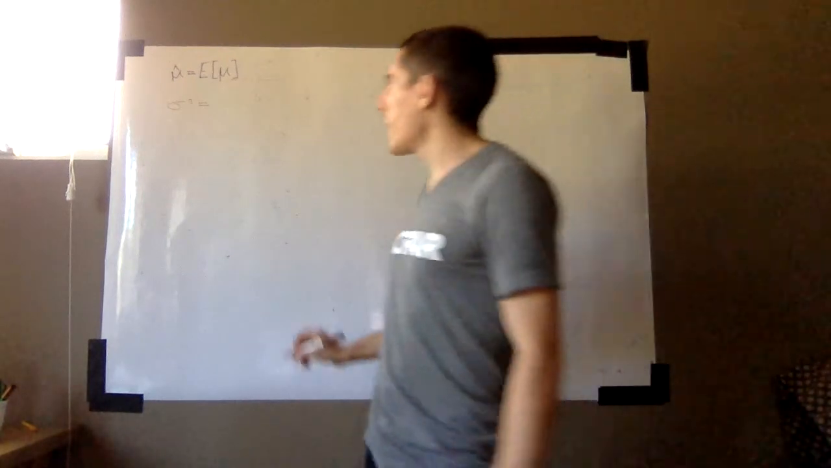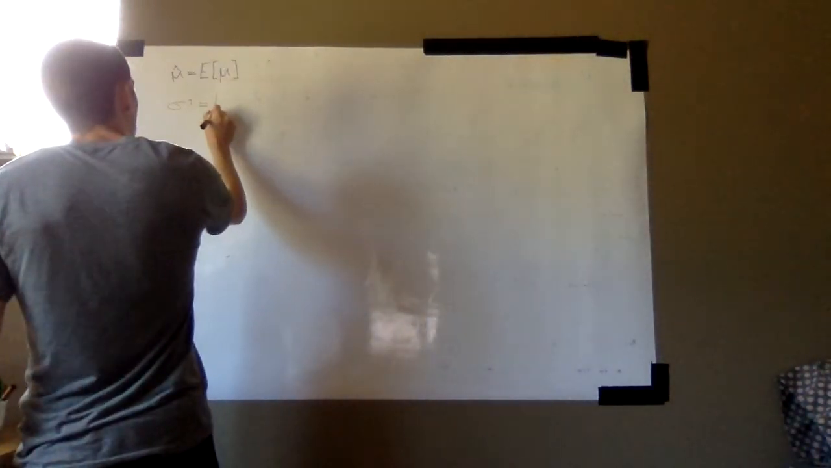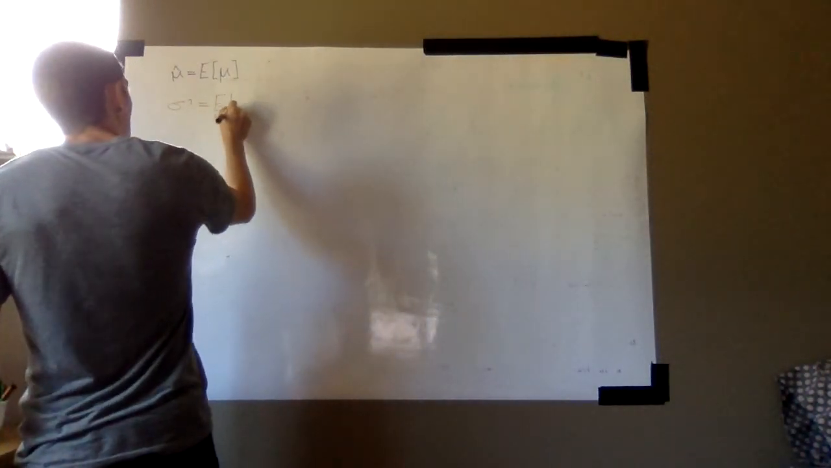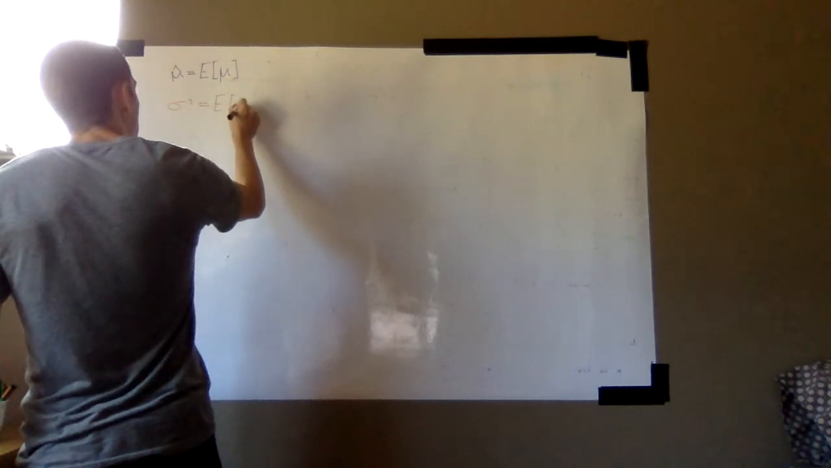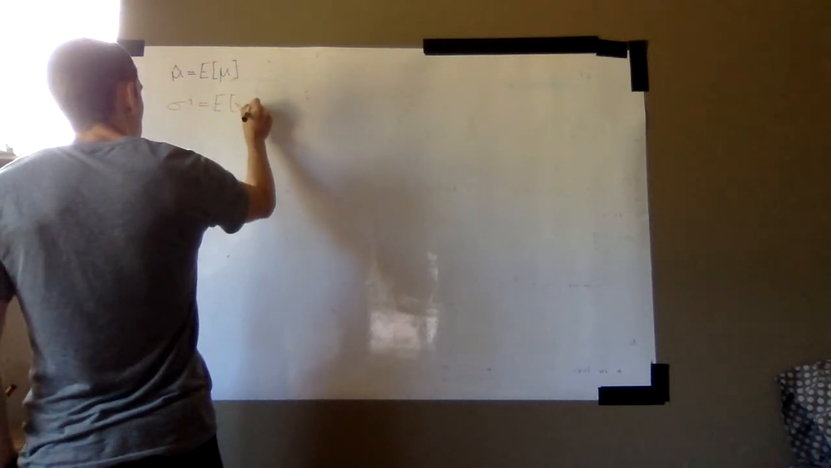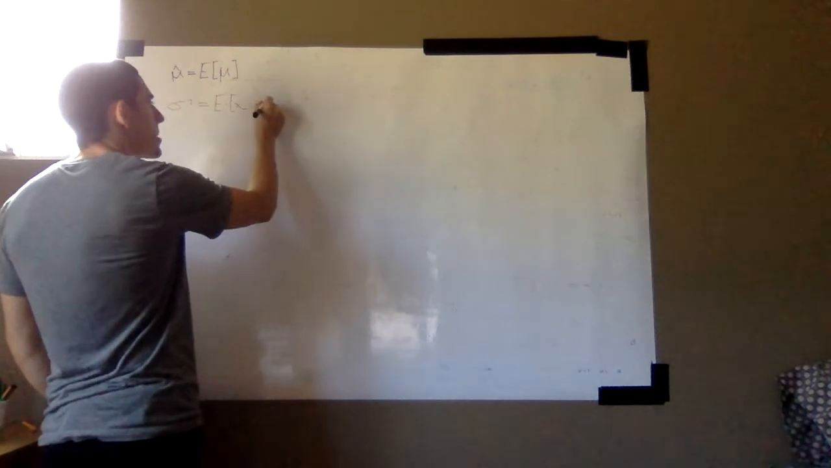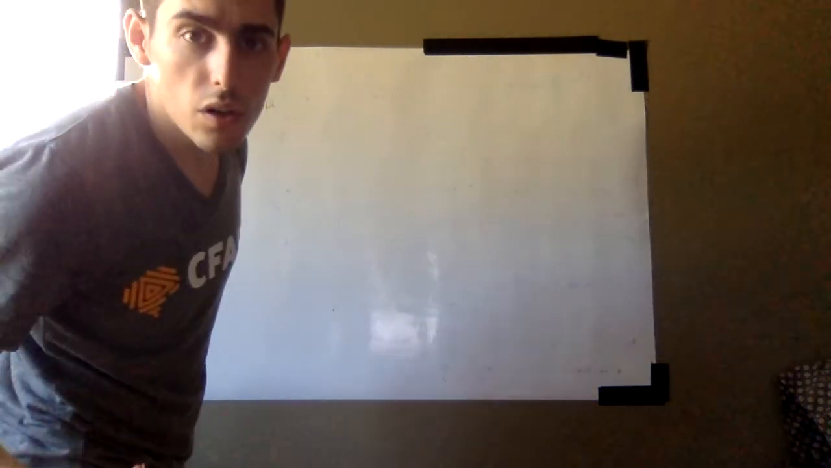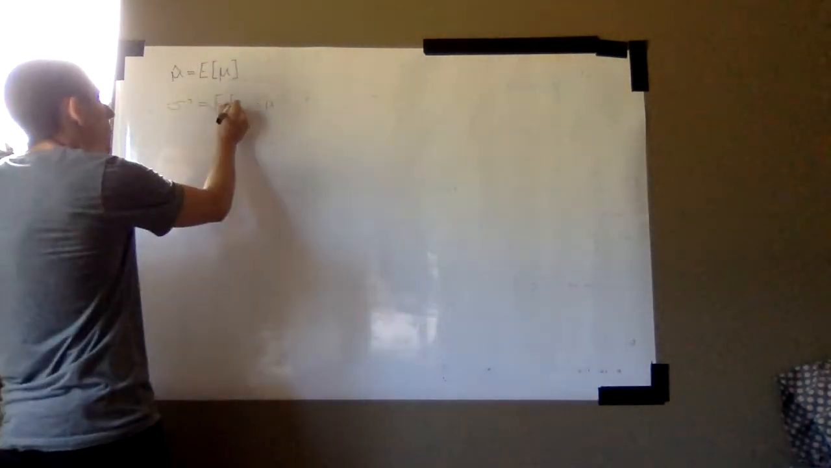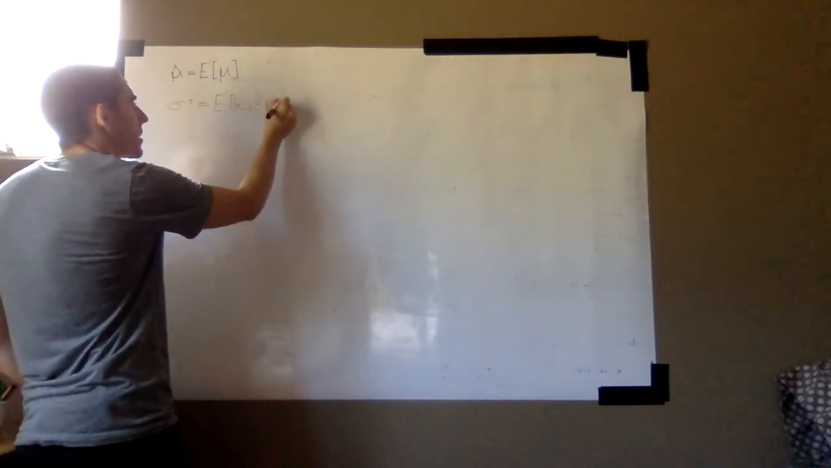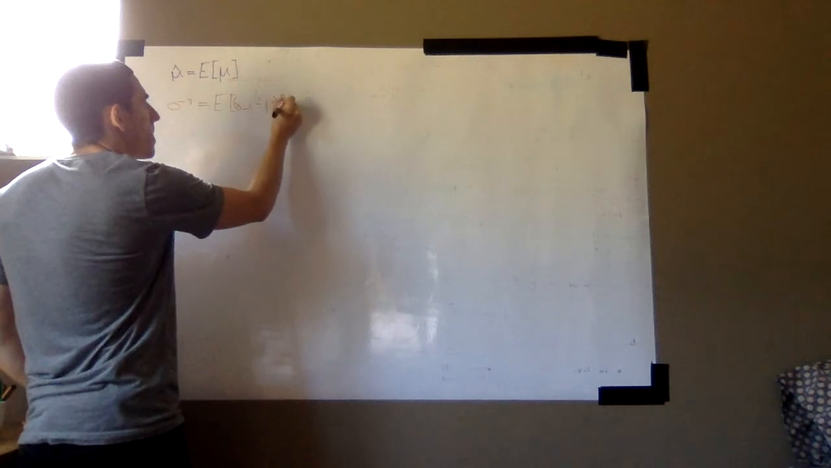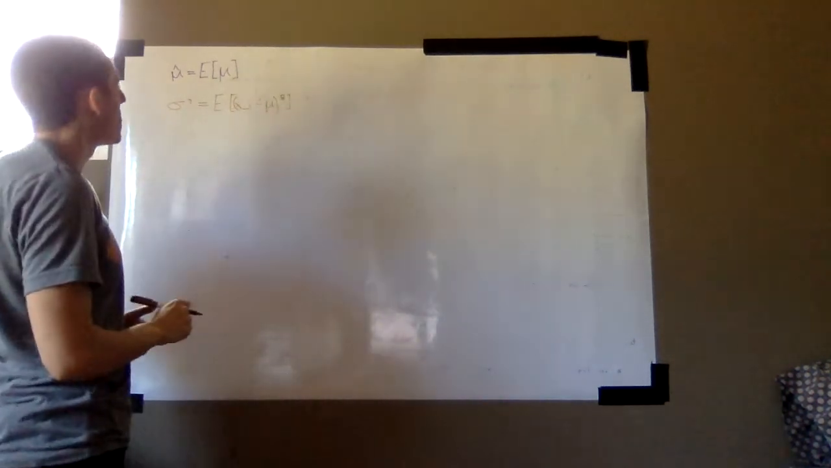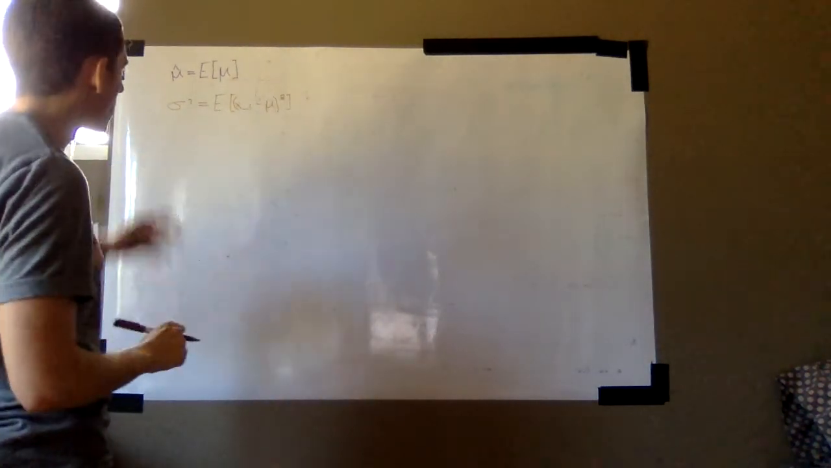the expected value of xi, of some data point, minus mu, squared. So we're squaring that whole thing.